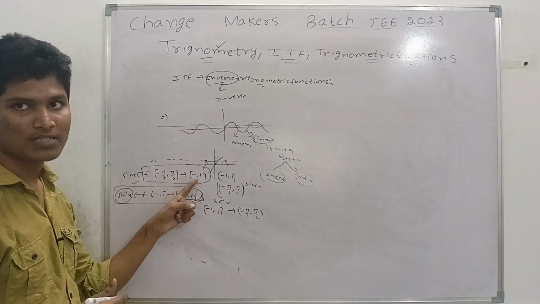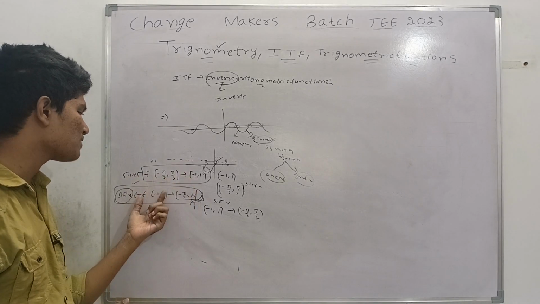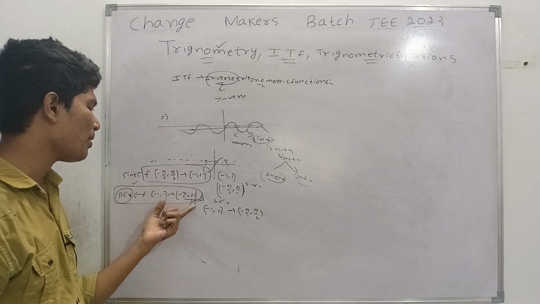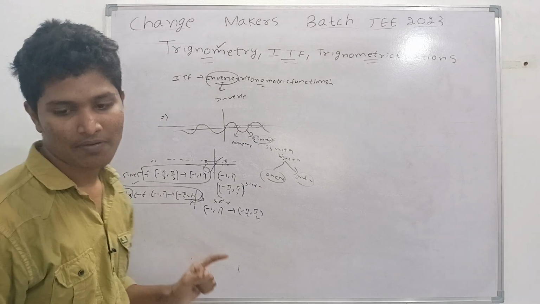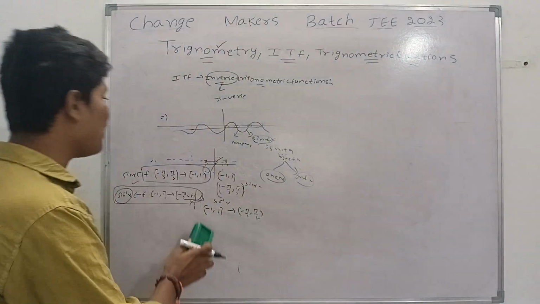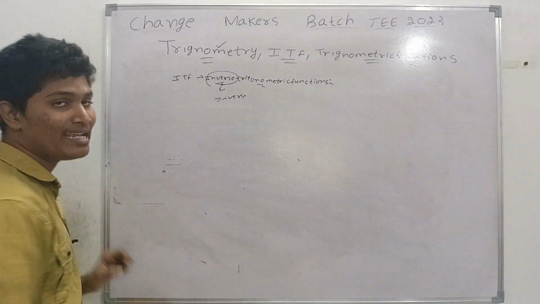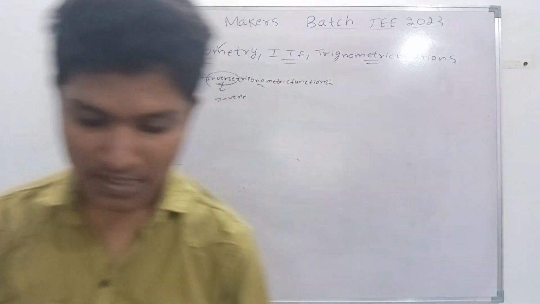So when the inverse function exists, it will reverse. That is, minus 1 to 1 and minus pi by 2 to pi by 2. This is the sin inverse x graph. If you see like that, for every function, that is cos, tan, cosecant, there exists an inverse function.